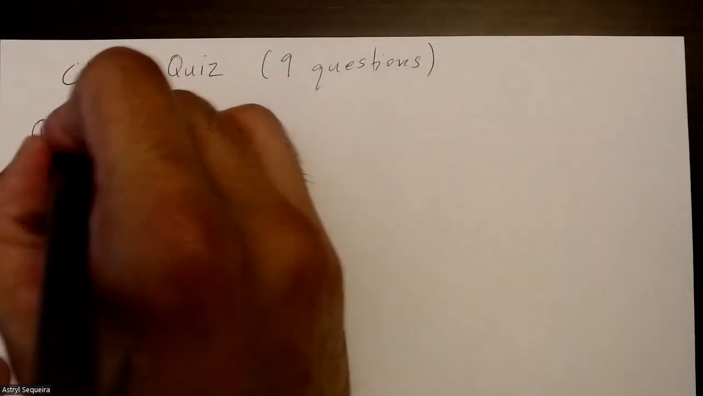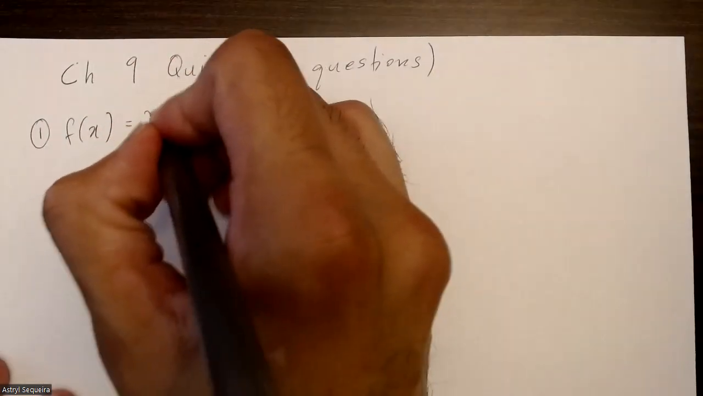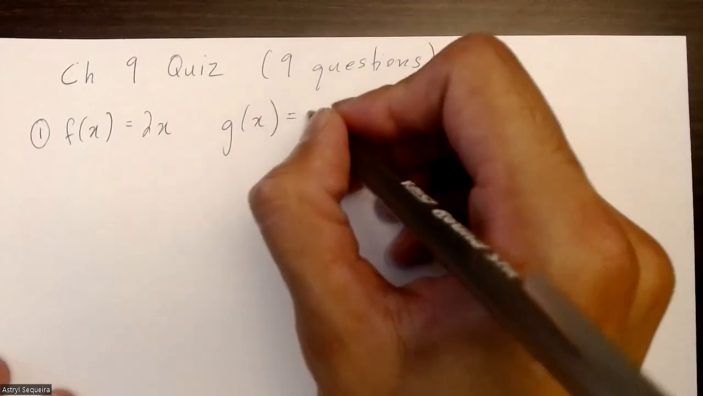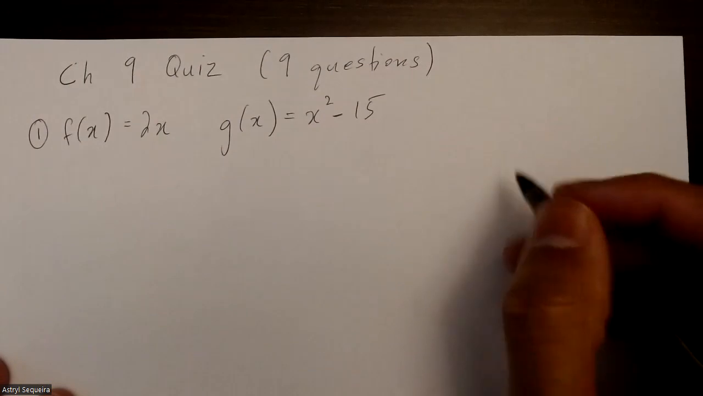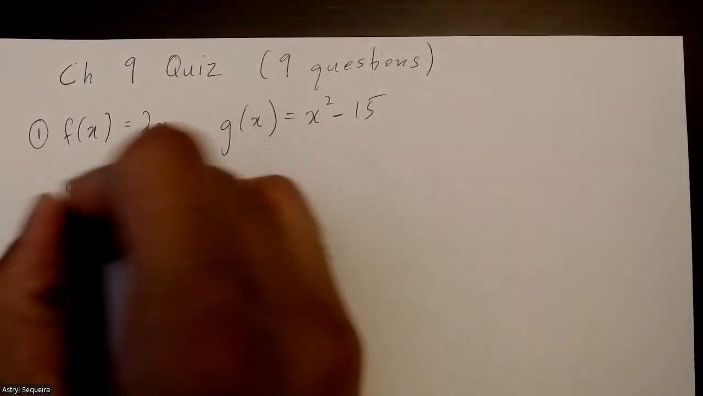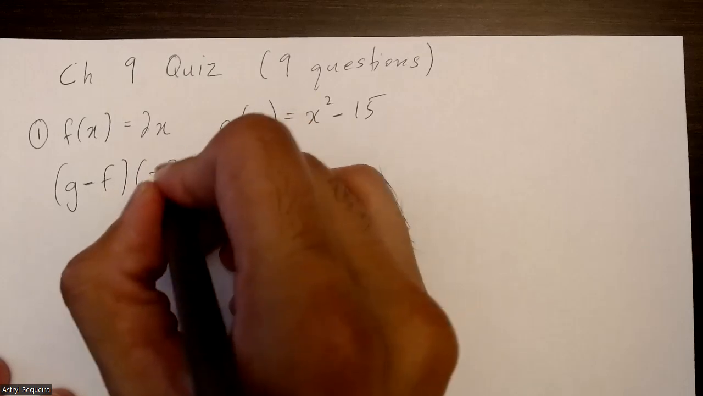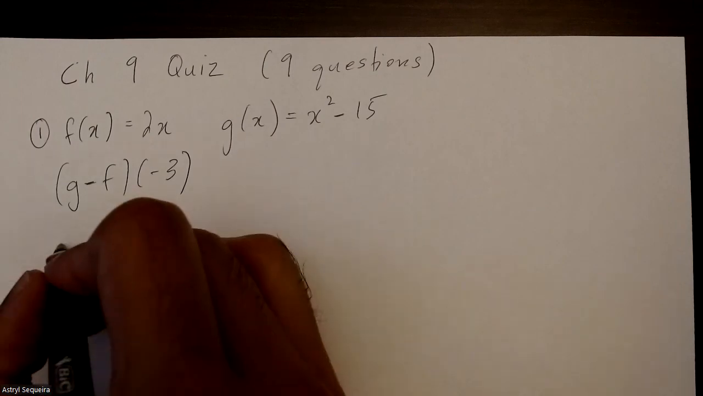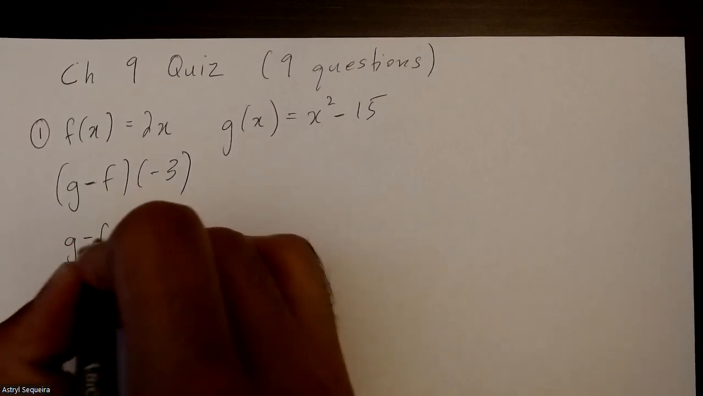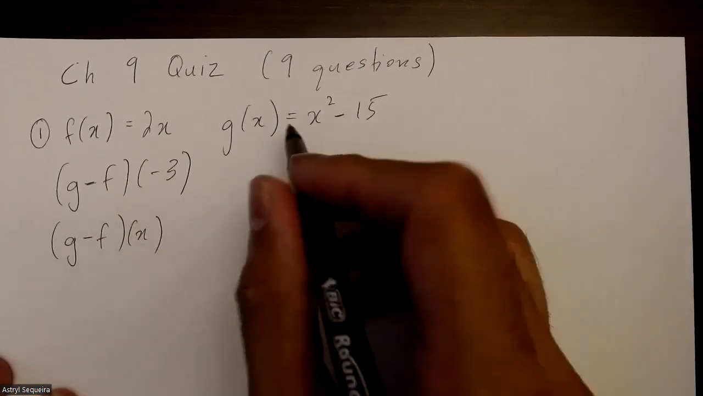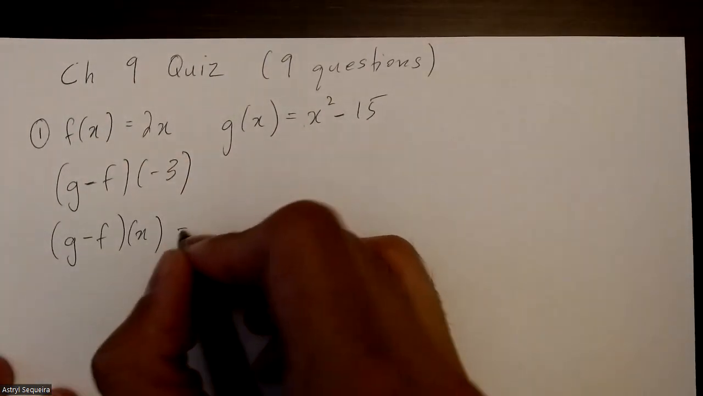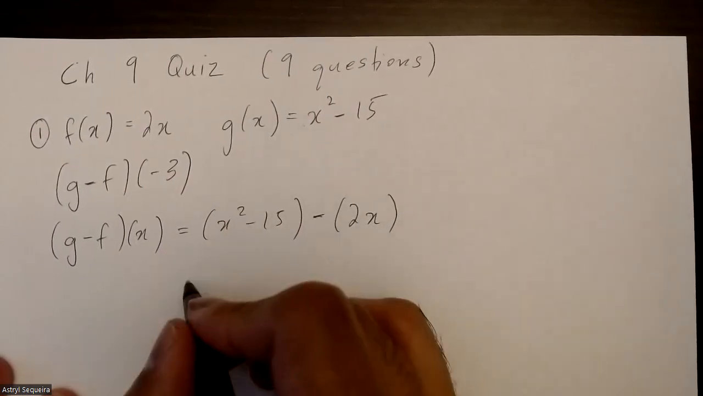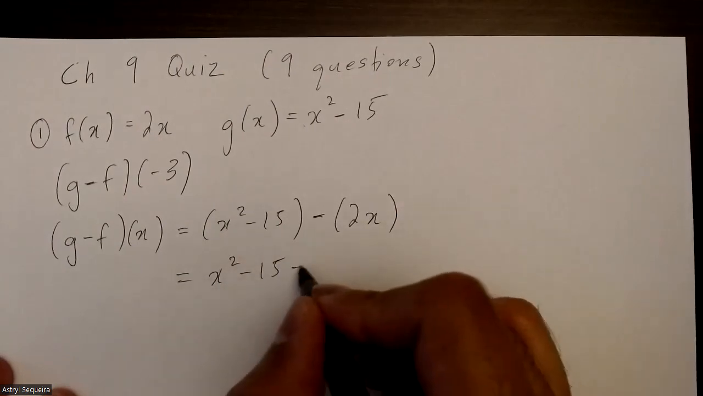Question number 1 gives us f of x equals 2x and g of x equals x squared minus 15, and we need to find (g minus f) of negative 3. So let's start by just finding (g minus f) of x. G minus f is pretty simple. We're just subtracting the f function from the g function. That's just x squared minus 15 minus 2x.